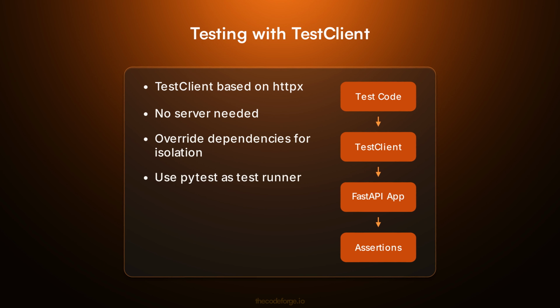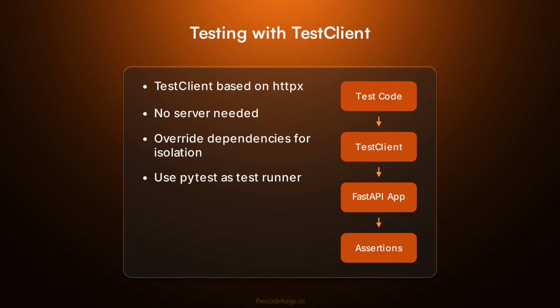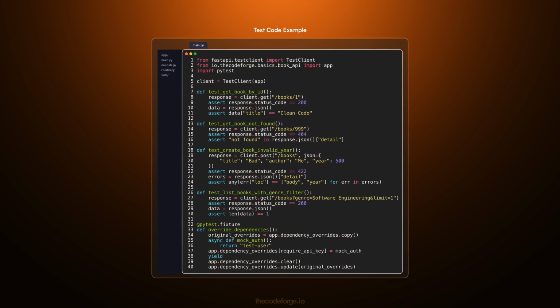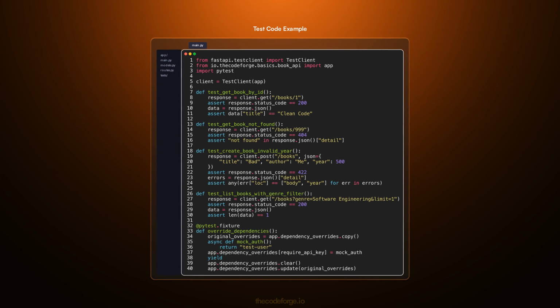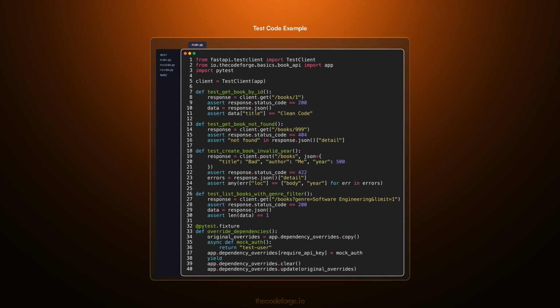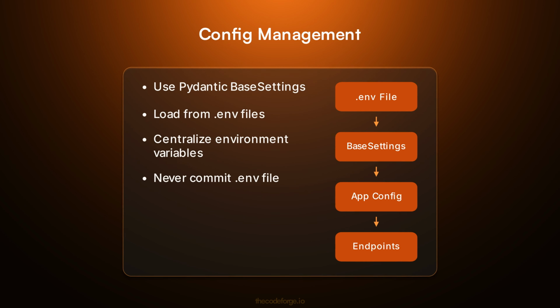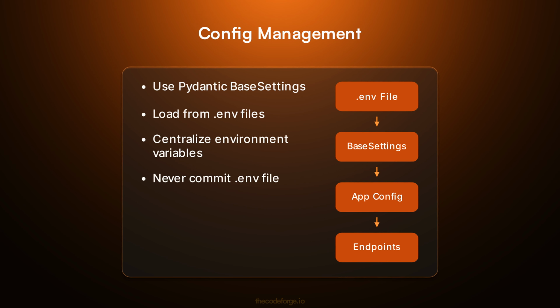FastAPI comes with a built-in testing utility, TestClient, based on HTTPX. It lets you send requests to your app without running a server, perfect for unit tests. You can override dependencies using app.dependency_overrides to isolate the code you're testing. Here are tests for the bookstore API. TestClient sends requests and checks responses. The fixture overrides dependencies for isolated testing. Run with pytest.